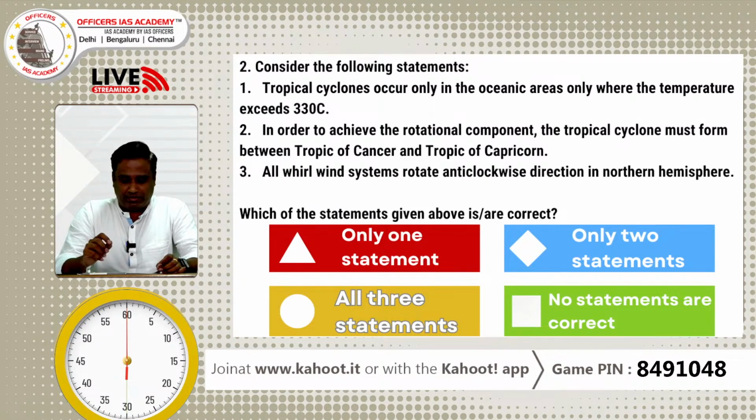We go to the third statement. All whirlwind systems rotate in anti-clockwise direction in the northern hemisphere. This is completely wrong because anticyclones rotate in clockwise direction. So based on the discussion, all the 3 statements are wrong. So the answer is D.